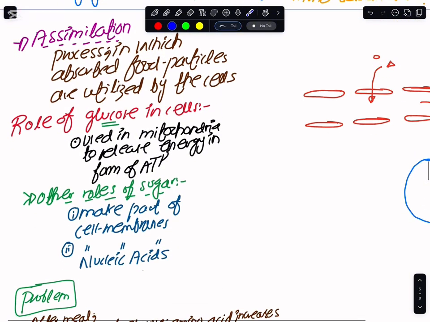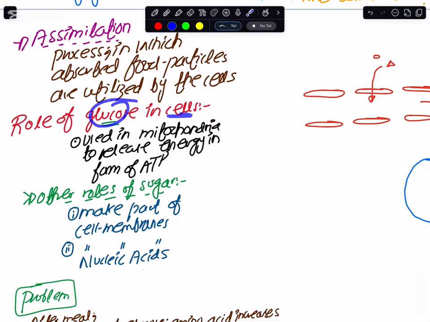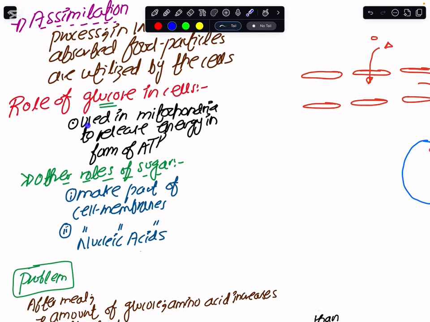Now, once we take the glucose into the cells, these cells directly use this glucose in the mitochondria and release the energy out of it in the form of ATP. The other role of the sugars that are rendered in the body by the assimilation process is that these sugars do not make the complete cell membrane, but they make some part of the cell membrane.